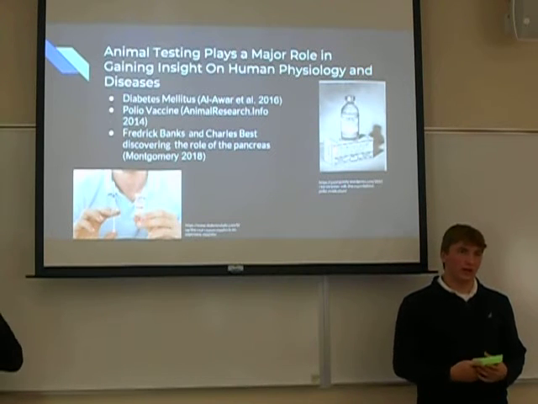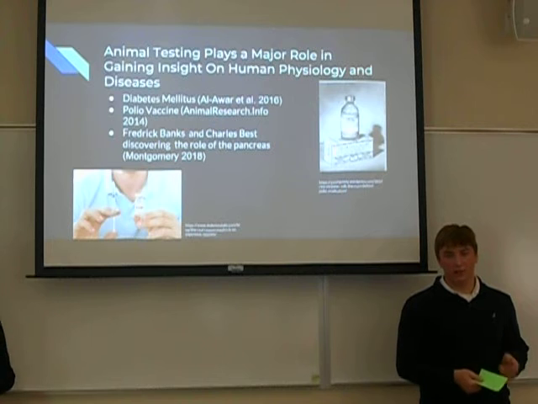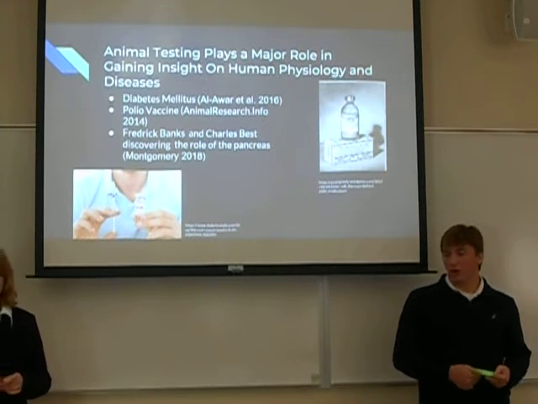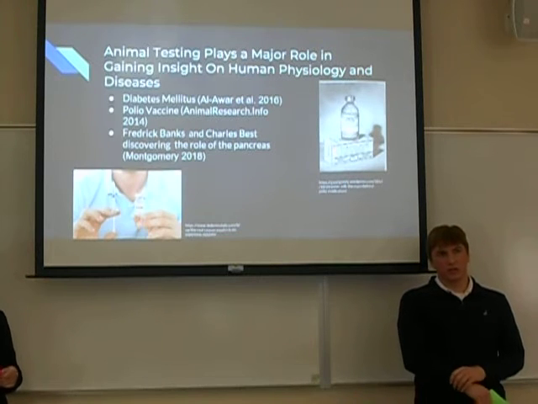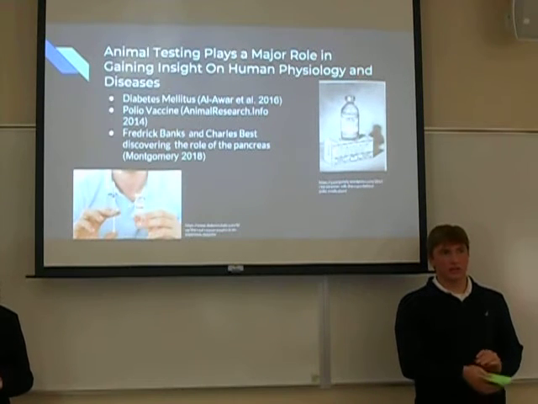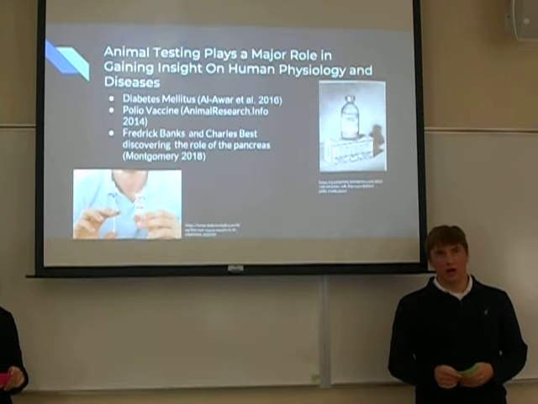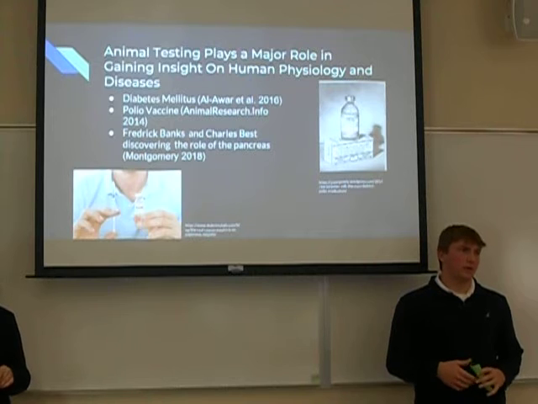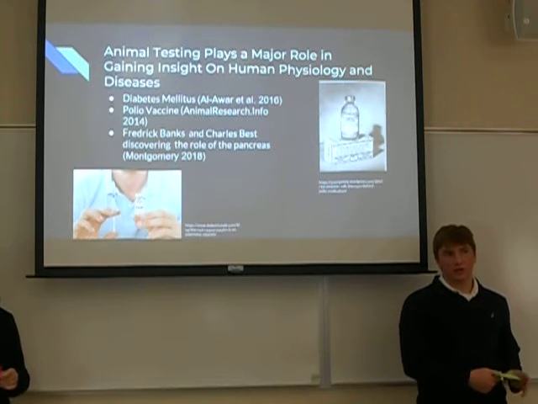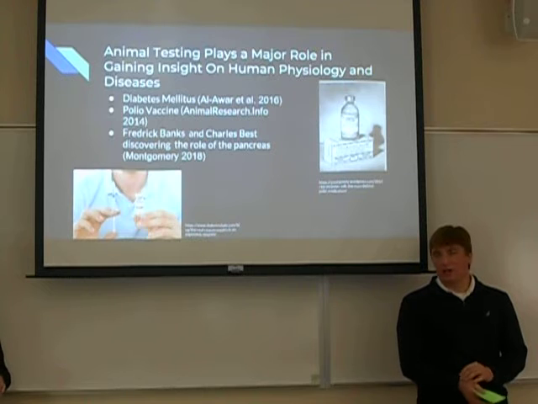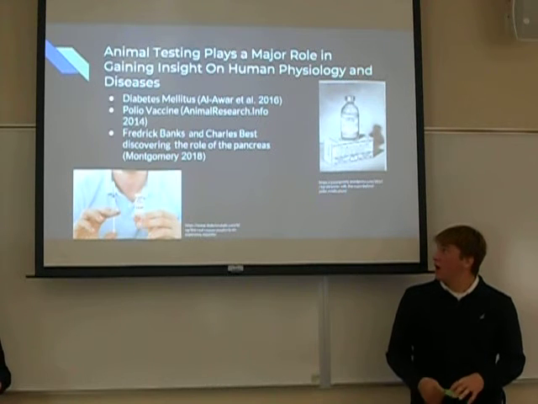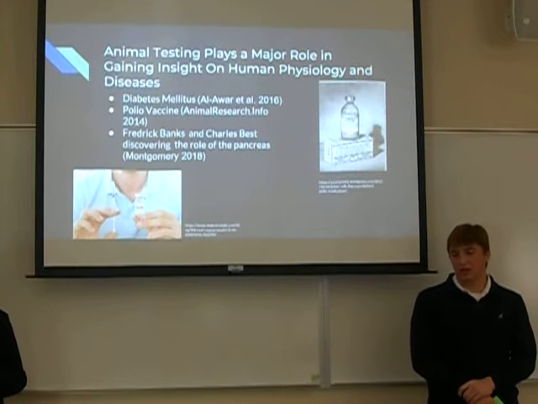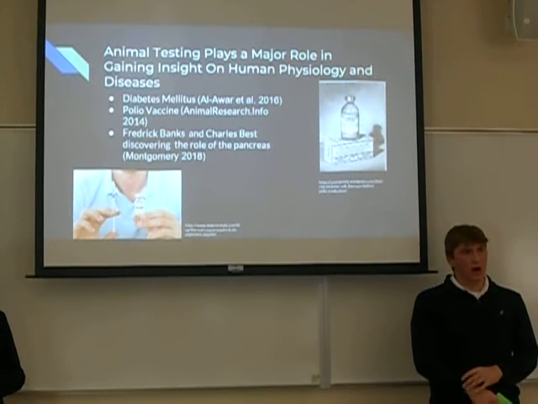From this study, they were able to find out the different complications that come with diabetes. Also, a cure that was found was the polio cure. With this, monkeys were given the disease and then released into a community of uninfected monkeys. Researchers then studied how the disease spread throughout the community, and this gave them a model which they then used to find the polio vaccine and the cure. And finally, in physiology, Frederick Banting and Charles Best used animal testing to discover the role of the pancreas.